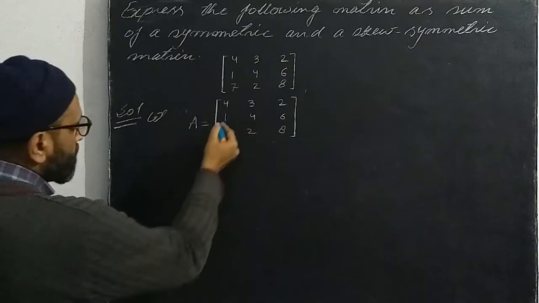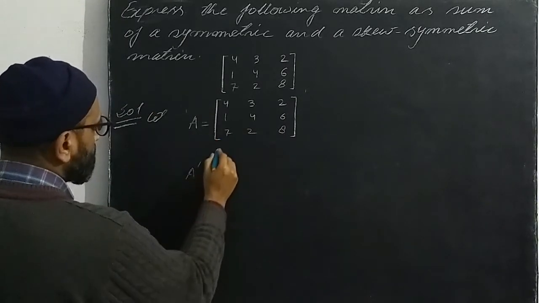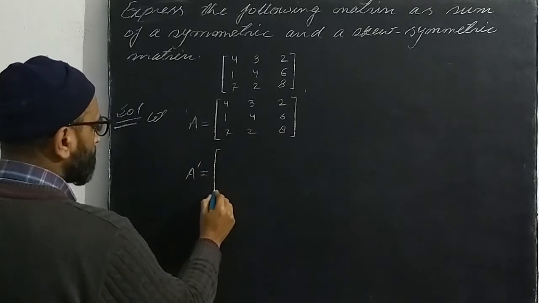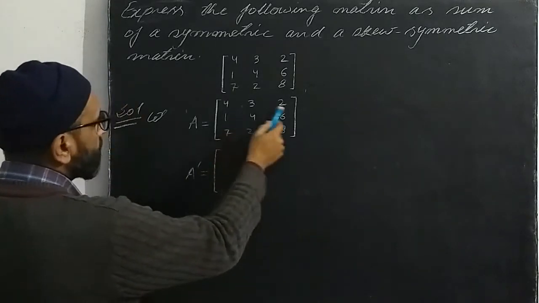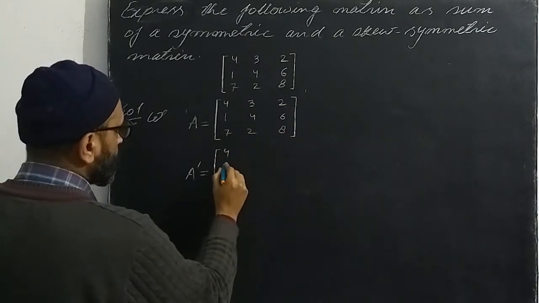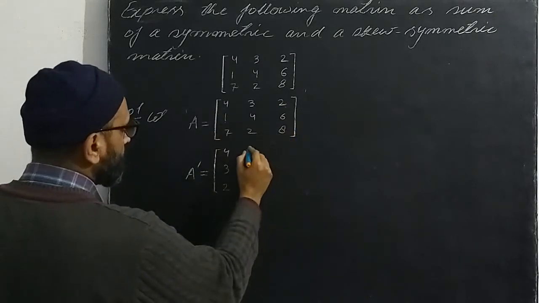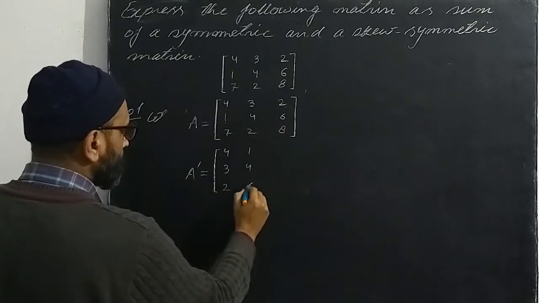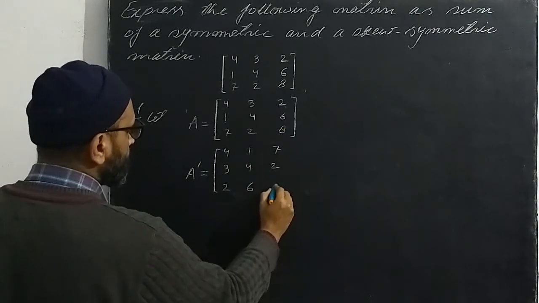Then we take the transpose of the matrix. To find the transpose of the matrix, we interchange the rows and the columns. So first row becomes first column. So we write 4, 3, 2 as column, and the second row as second column 1, 4, 6, and third row as third column 7, 2, 8.